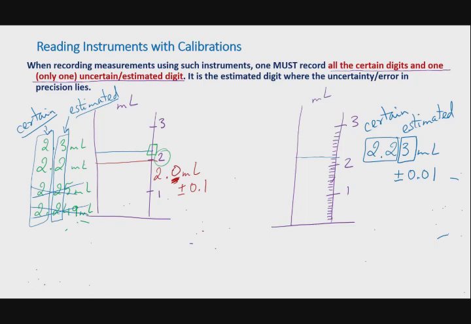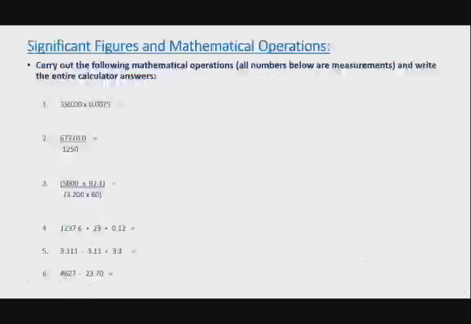So it's very important to read the calibrations on an instrument such as this and record the measurements in the correct number of significant figures. Okay, so oftentimes we measure properties and then we do mathematical calculations involving those measurements. So here's an example where, assuming all the numbers are measurements, you need to carry out the following calculations using a calculator, and please report all your calculator answers.